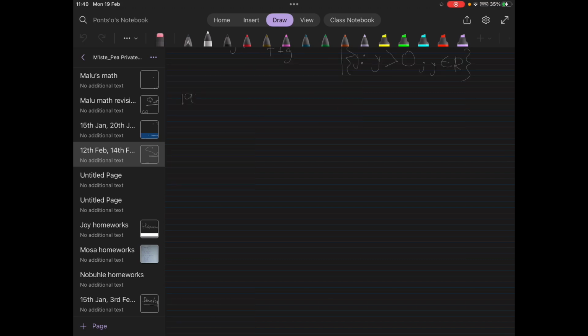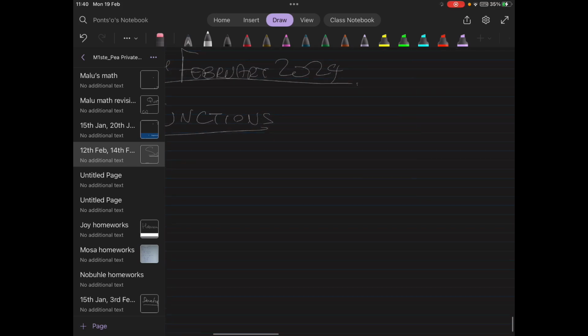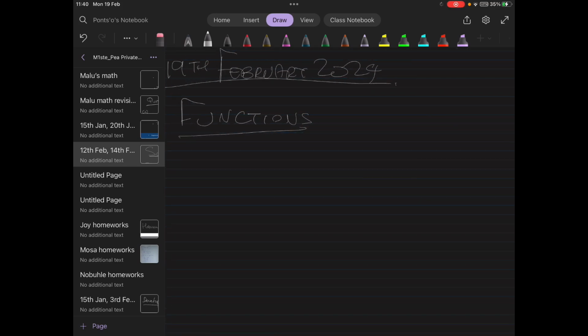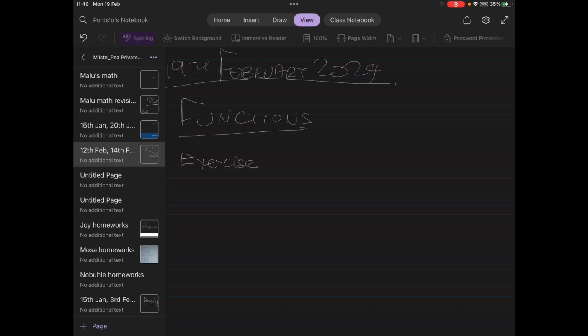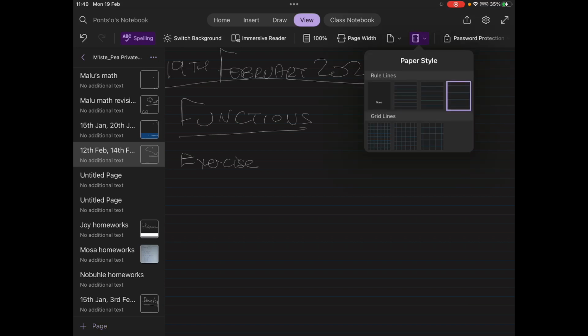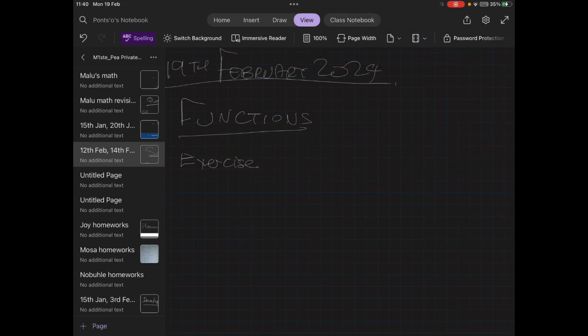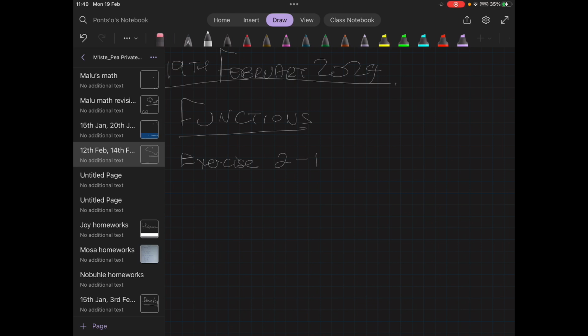Today is 19th Feb. And we're doing functions, and in functions we will be revising exercise 2-1 on page 52. I just want to change the view to grid lines.